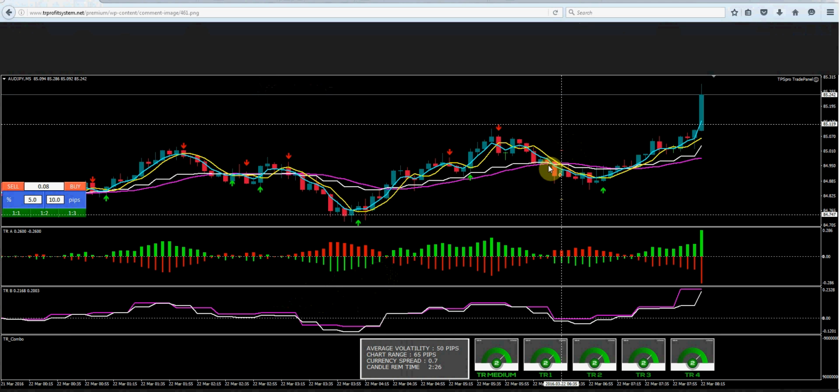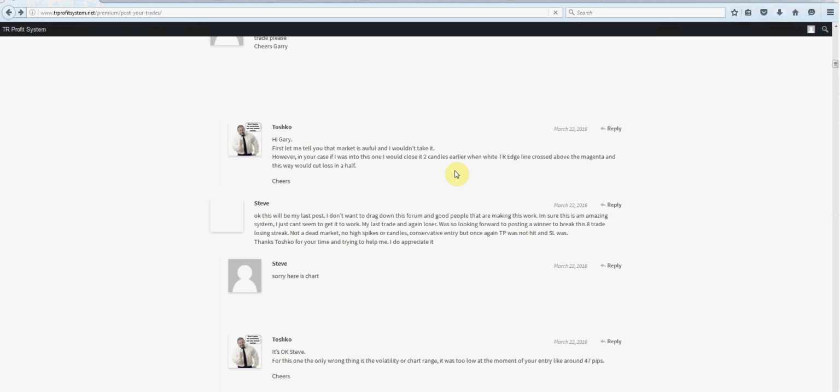All right, I'm assuming this is it right here. Let's see here. Went in to take a buy. Looks like this is below the 0 line. Looks like we have a red bar here. I'm not sure why he took this trade, to be honest with you. I can't see it. Let's see what Toshko says.